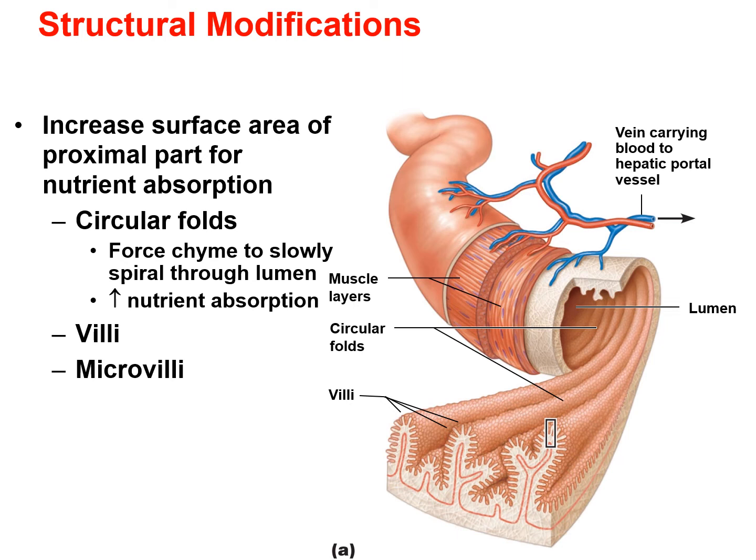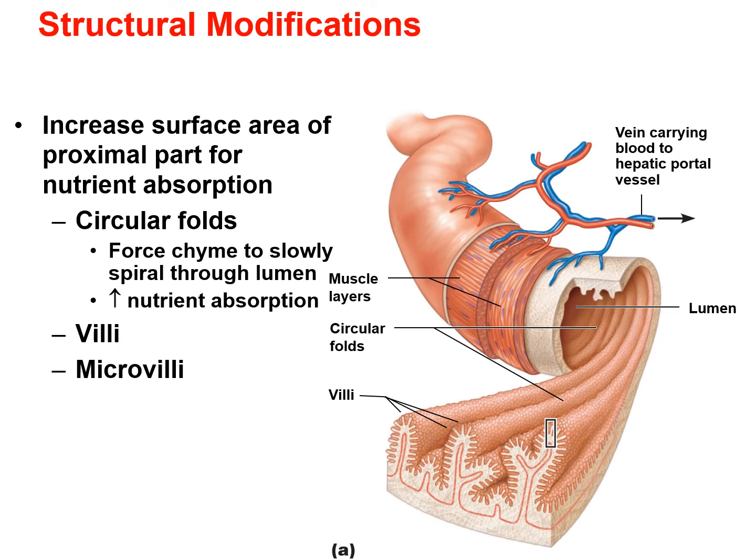The first modification is going to be that there are circular folds throughout your small intestine. Circular folds are deep folds of the mucosa and the submucosa that force the chyme, or that liquidized food, to spiral through the lumen of the small intestine instead of taking a straight shot through.